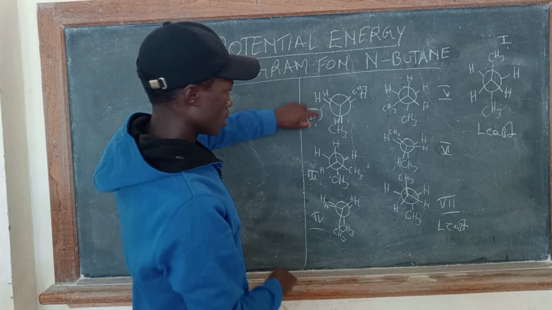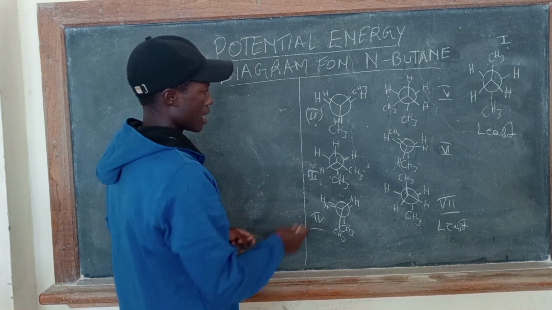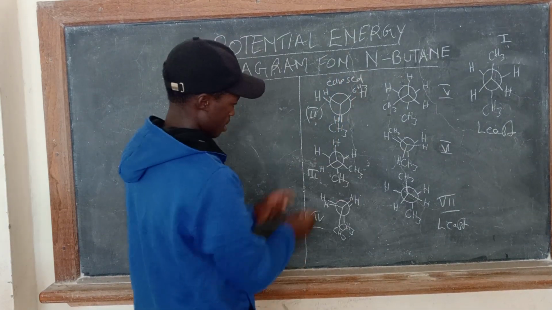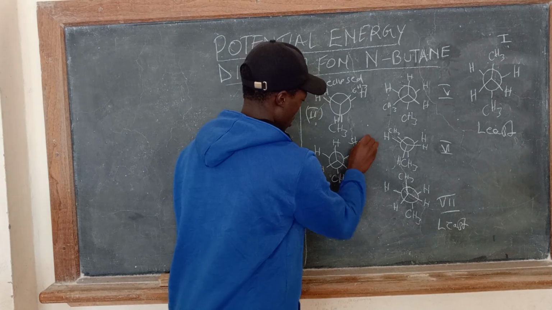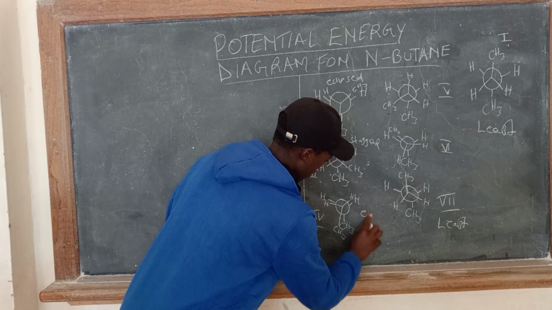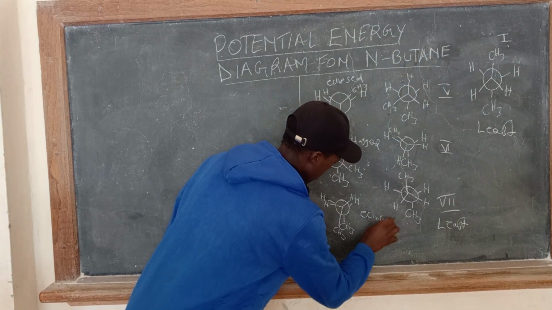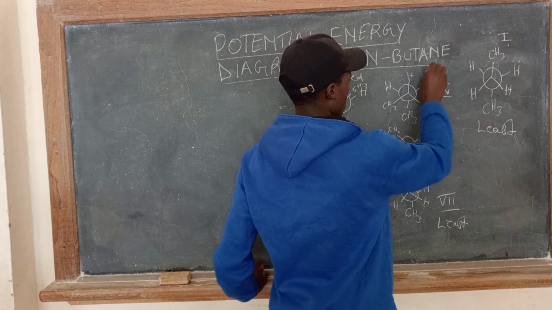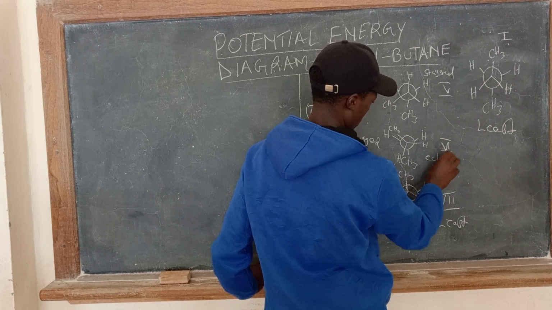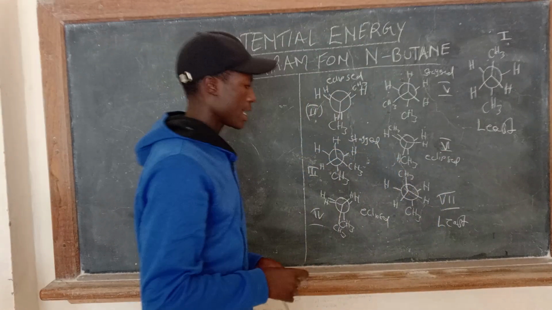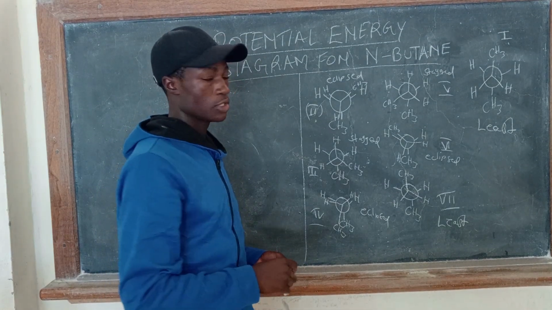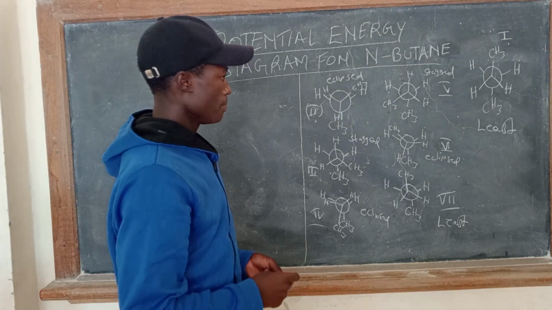So let's come back here. Let's group these ones as eclipsed or staggered. So this one is eclipsed. This one is staggered. This one is eclipsed. This one is staggered. This one is eclipsed. And remember, eclipse have a higher energy as compared to staggered, even though staggered are more stable as compared to eclipse.